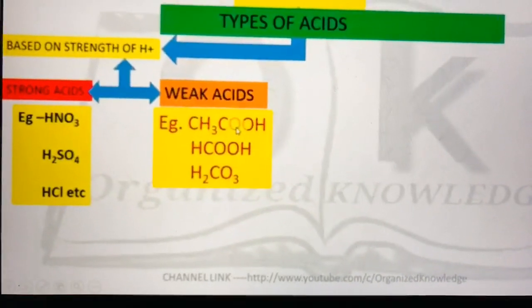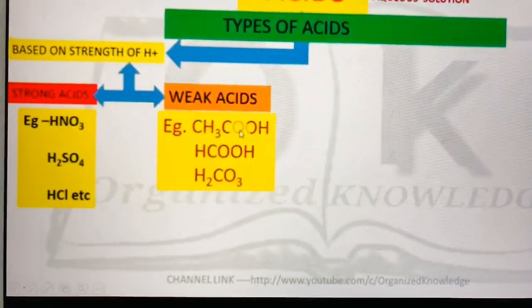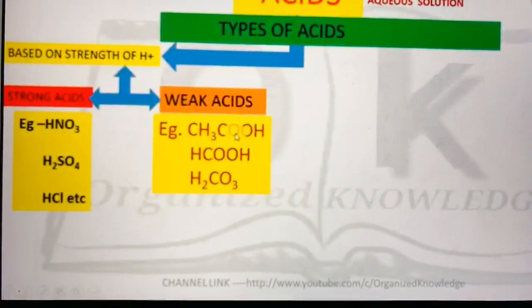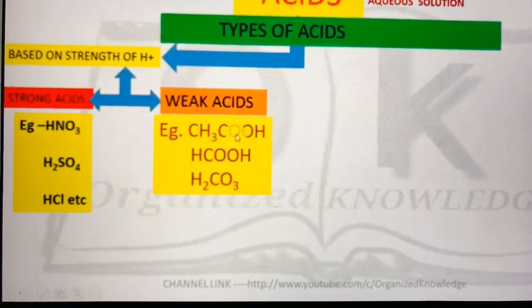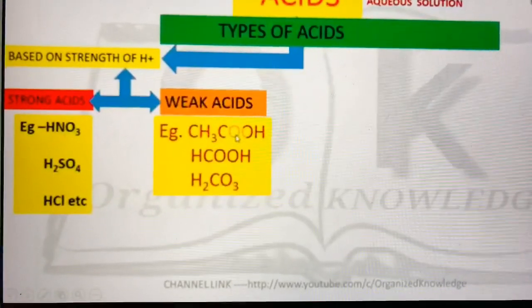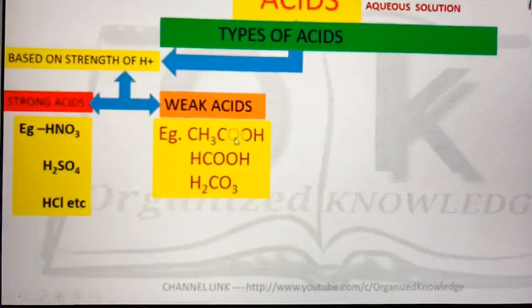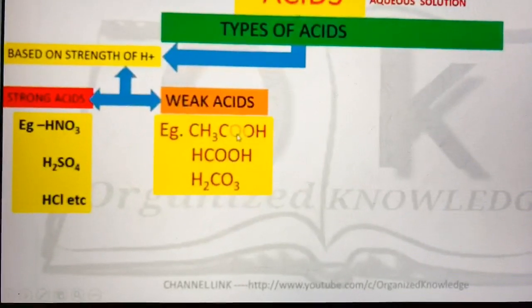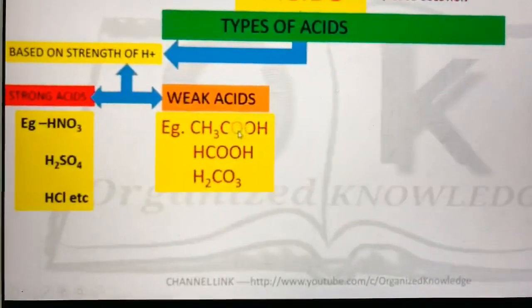So see students, we have some examples like nitric acid, sulfuric acid and hydrochloric acid. And you can see acetic acid, then hydrogen carbonate, methanoic acid. These are the examples of weak acids.